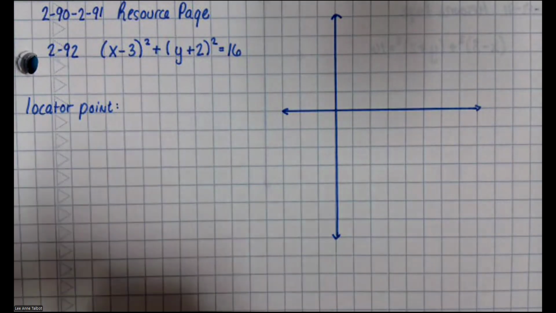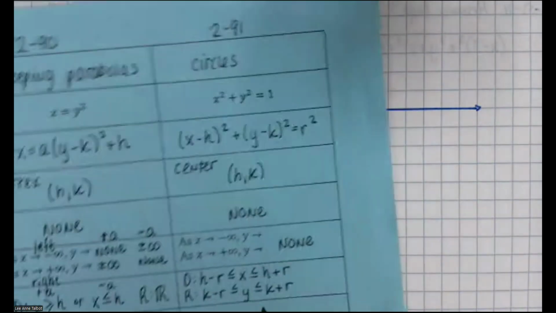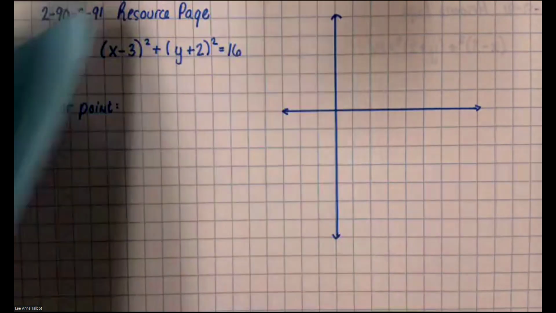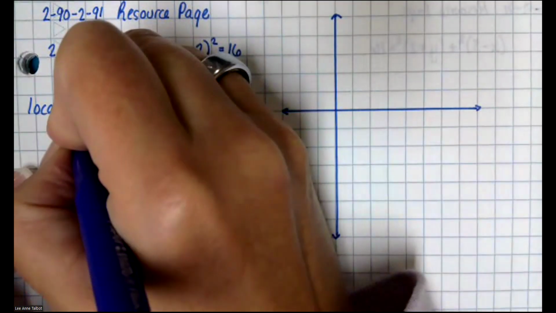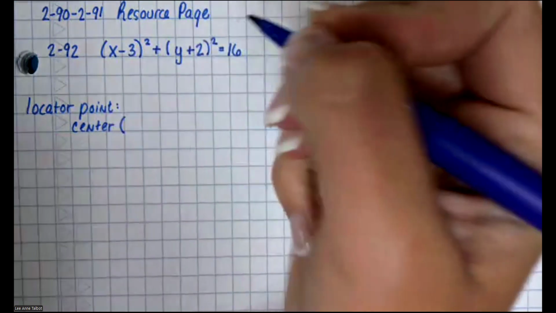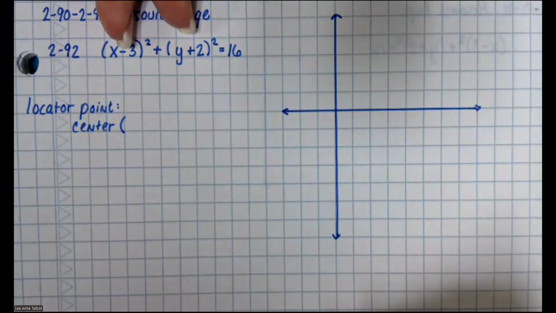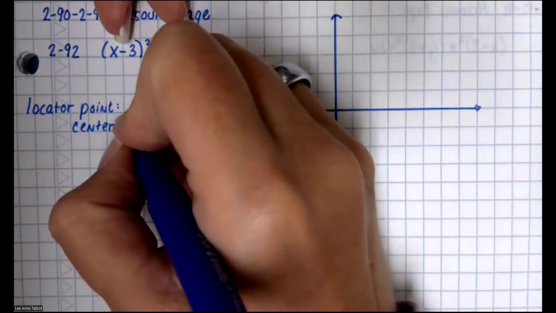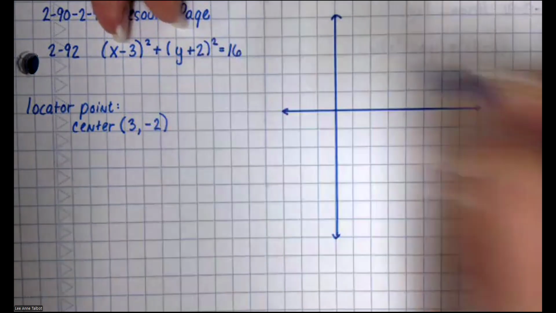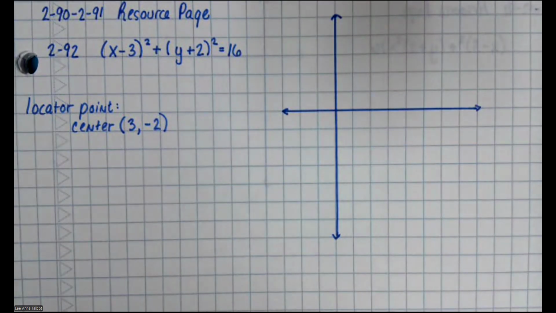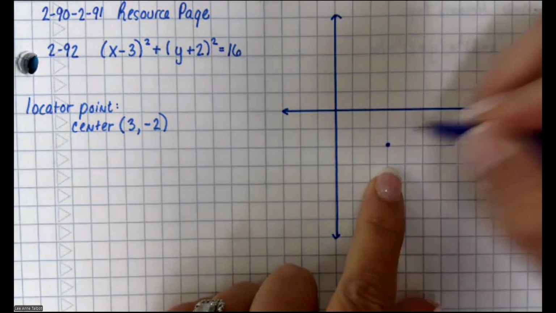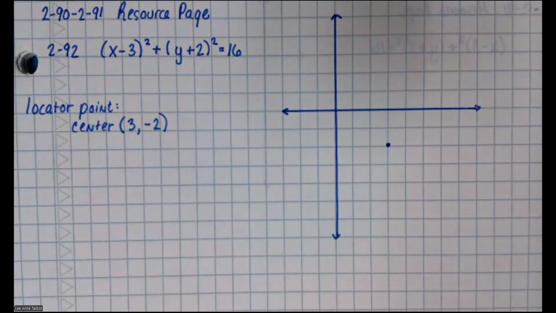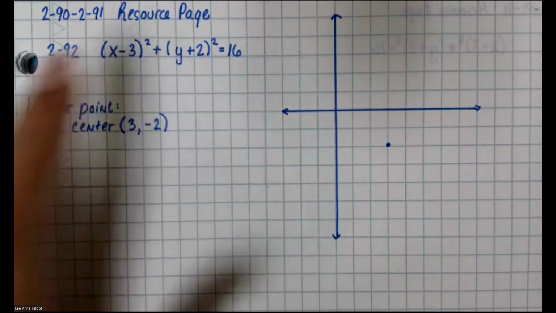And from my blue sheets, it says that the locator point is the center, which is h comma k. Okay, so that's the center. And remember, you're coming out of parentheses, so you have to switch signs for both. So 3, -2. Okay, and then graph the point 3, -2 for your center. Everybody good so far? 3, -2. Okay.